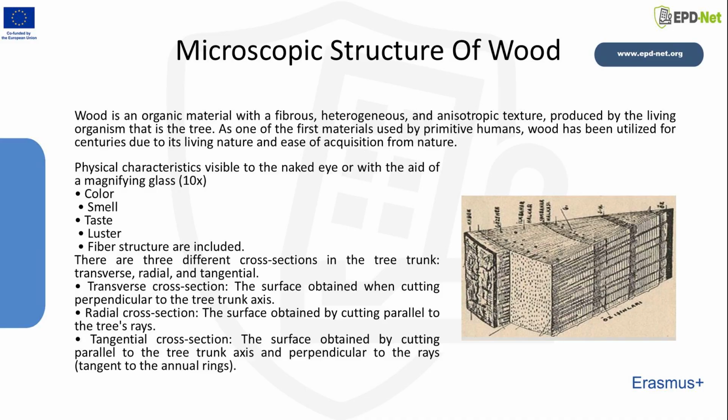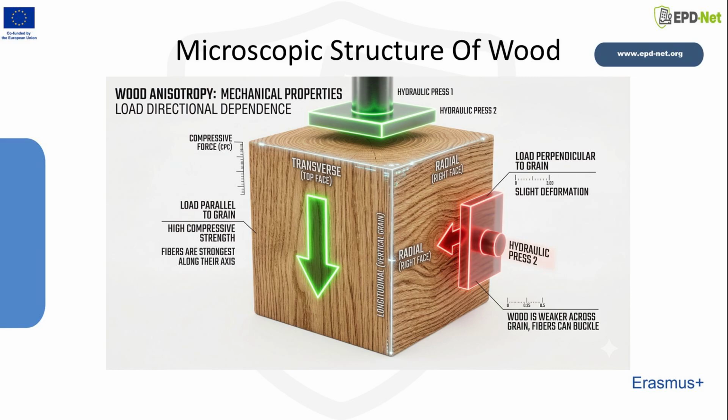There are 3 different cross-sections in the tree trunk: transverse, radial, and tangential. The transverse cross-section is obtained by cutting perpendicular to the tree trunk axis. The radial cross-section is obtained by cutting parallel to the tree's rays. The tangential cross-section is obtained by cutting parallel to the tree trunk axis and perpendicular to the rays, tangent to the annual rings. Wood is fibrous, heterogeneous, and anisotropic.